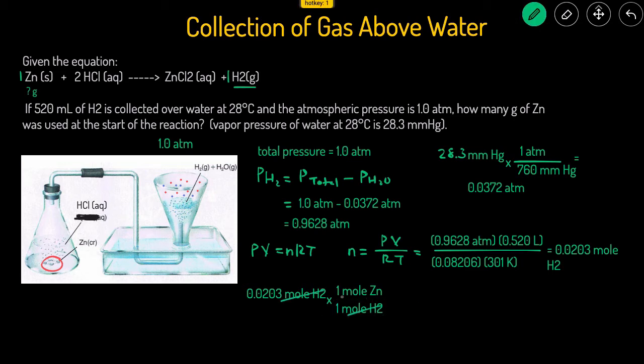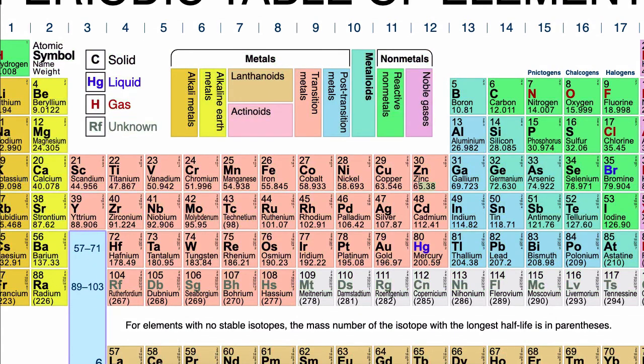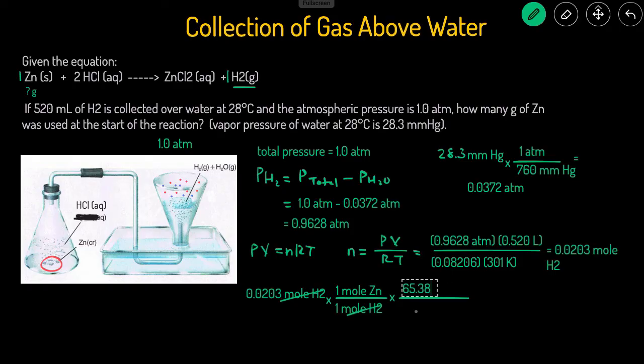Now that we have moles of zinc, the last step is we just have to convert it to grams of zinc by using the molar mass. And here you can see that the molar mass of zinc is 65.38. So we're going to multiply this by 65.38 grams of zinc for every 1 mole of zinc, since molar mass is how many grams there are in 1 mole. And this will cancel out the moles of zinc, leaving us with just grams of zinc.